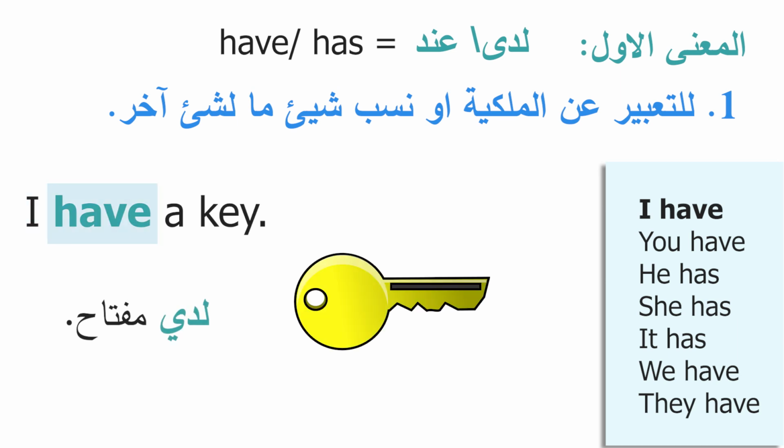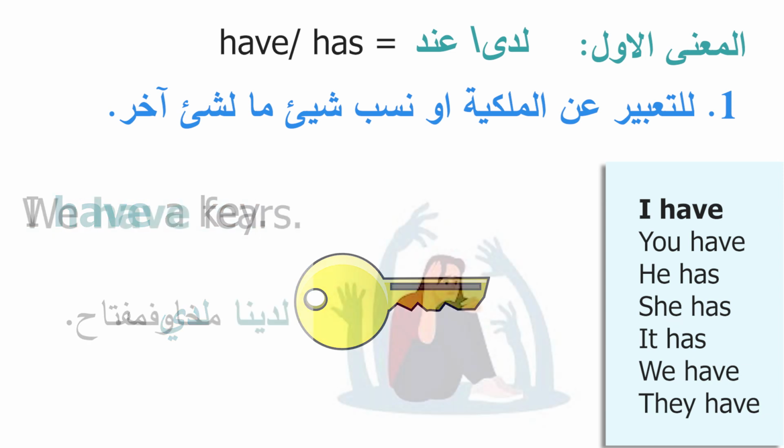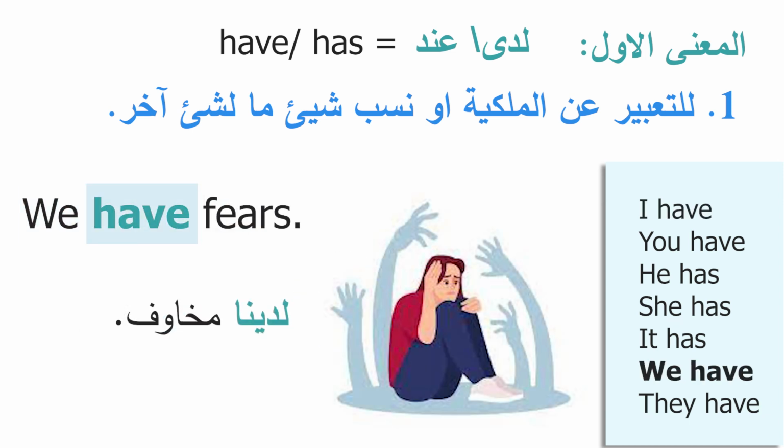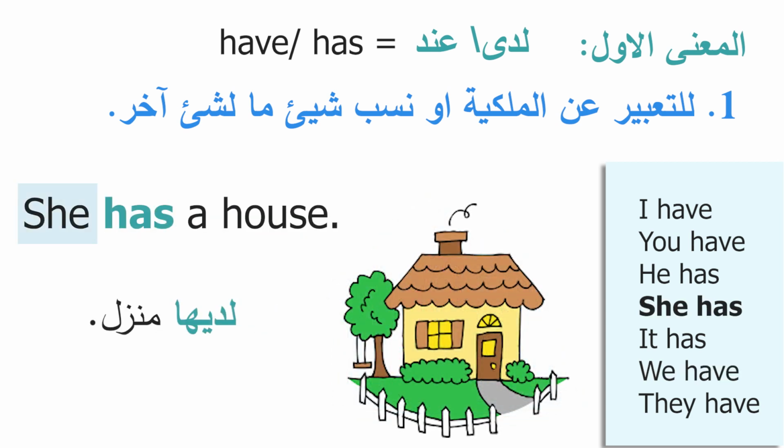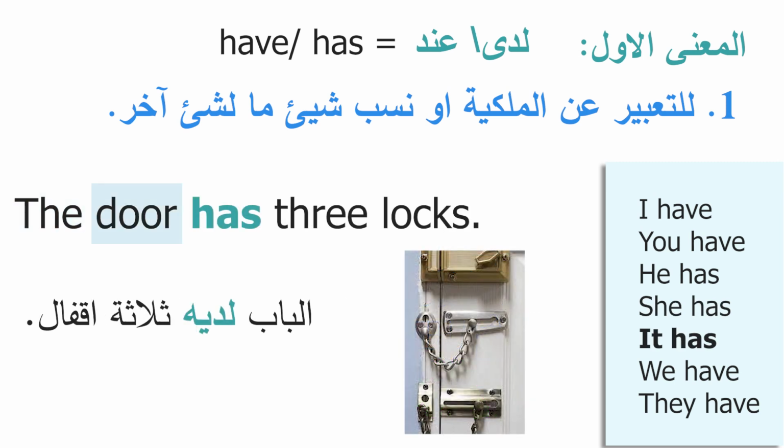I have a key. We have fears. She has a house. The door has 3 locks.